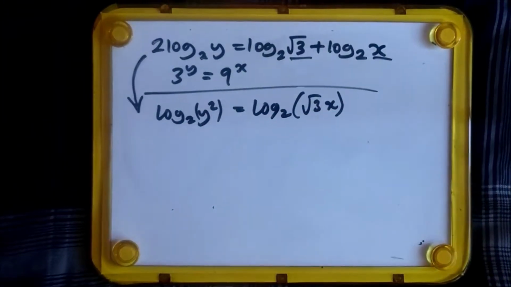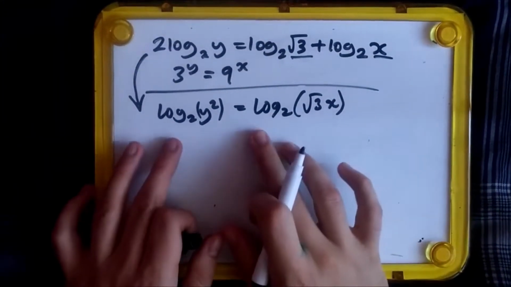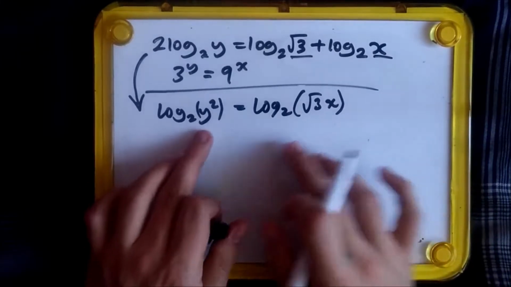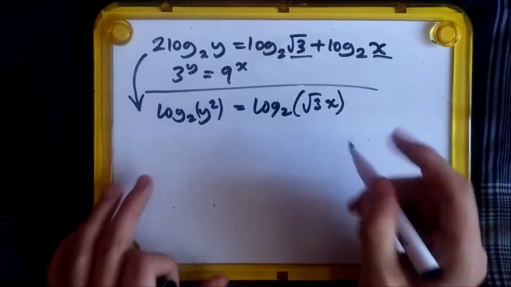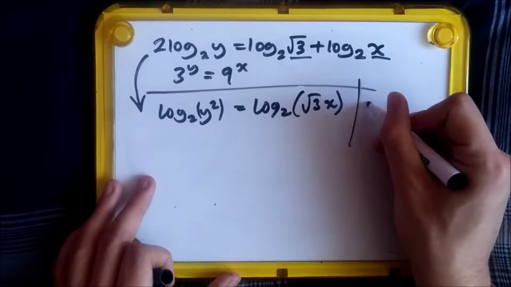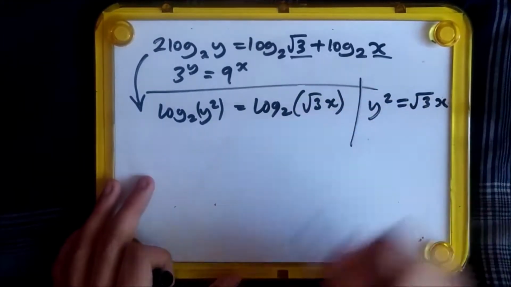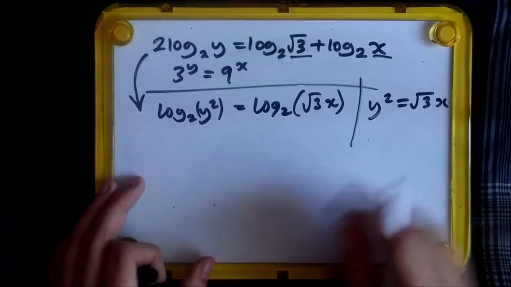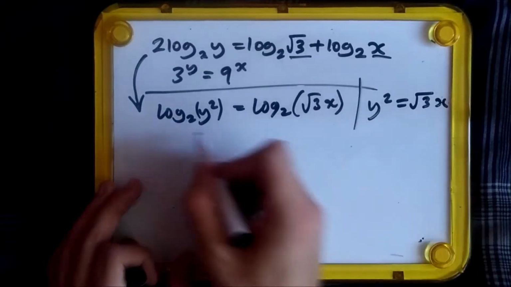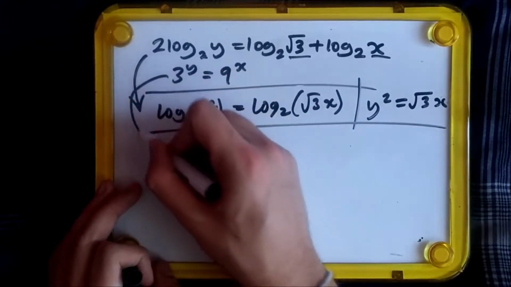Okay, now because these are both equal to each other, this means that y squared must equal root 3x. So in fact, our first equation to solve would be y squared equals root 3x. Alright, not bad. So we're off to a good start. Now, how about the next part? So let's start with this one.